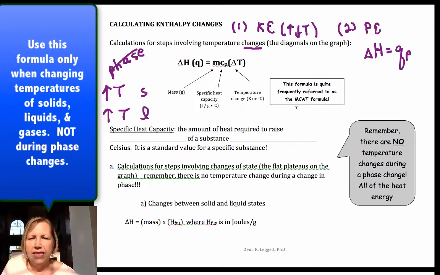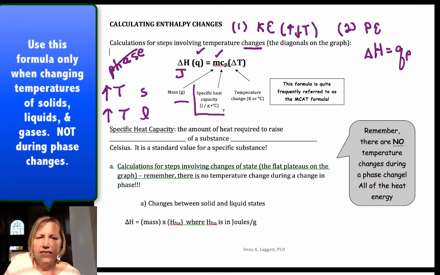And I like to call this the MCAT formula, just a way to remember it. So that heat, and that's going to be in joules, is equal to the mass in grams times a constant, I'll talk about that in a second, times the temperature change. Now that can be in Kelvin or Celsius because the temperature change is the same, whether you measure it in Kelvin or Celsius. So that part doesn't matter there.